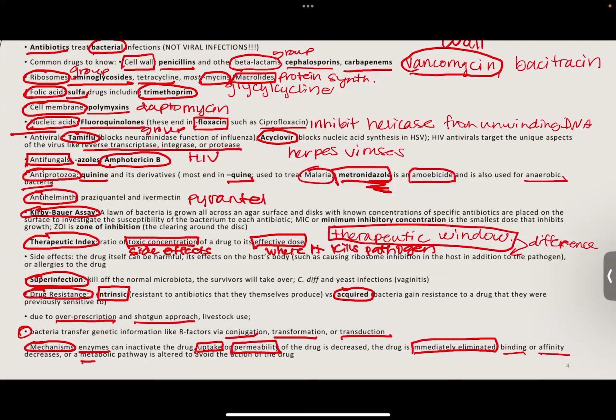We can also affect different metabolic pathways. This is commonly associated with our folic acid synthesis inhibiting ones, our sulfa drugs, and our trimethoprim. Some bacteria just find a different way to make folic acid. They just find a different metabolic way to do it. And so they get around those drugs affecting them that way. All right.